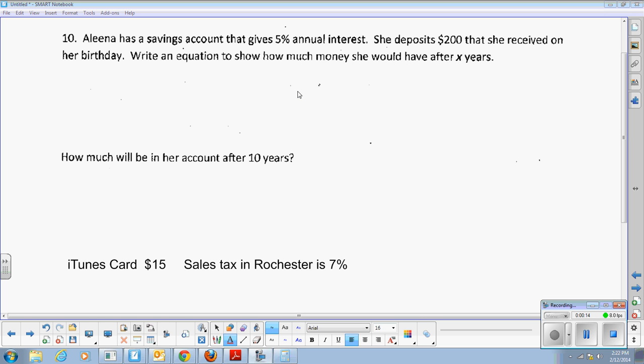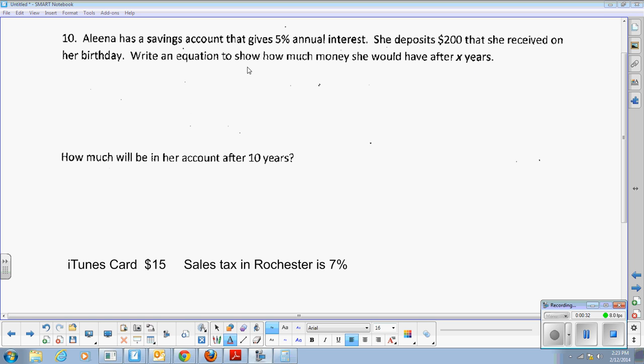So when you're looking at number 10, it says Alina has a savings account that gives 5% annual interest. She deposits $200 that she received on her birthday. Ooh, hey, I could use 200 bucks for my birthday. All right, so write an equation to show how much money she would have after X years.